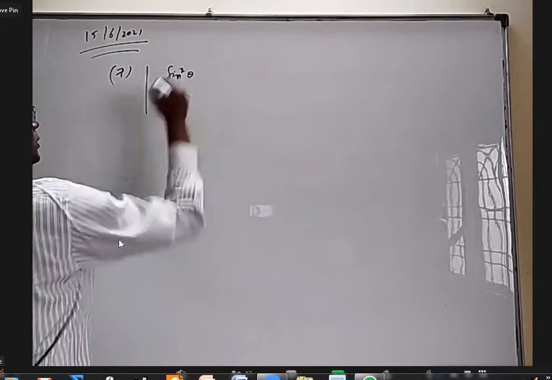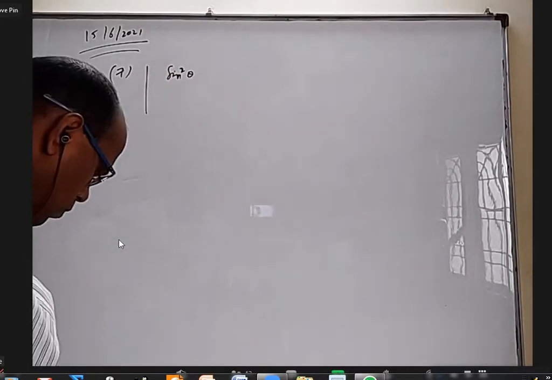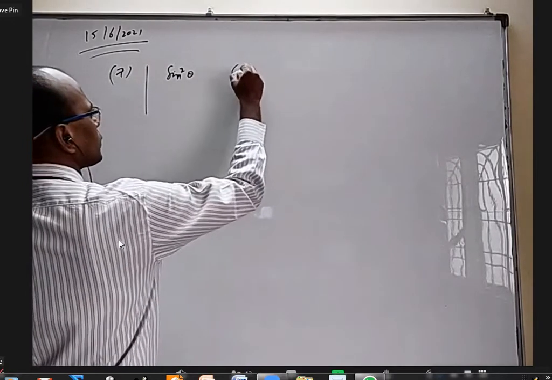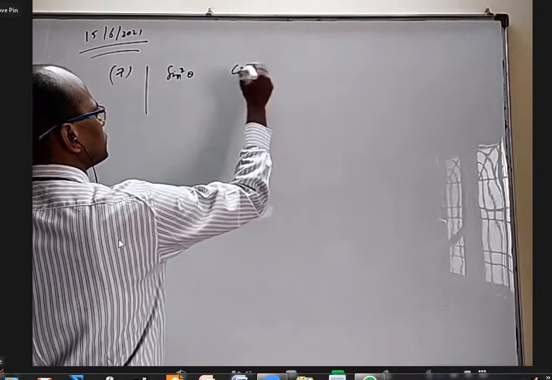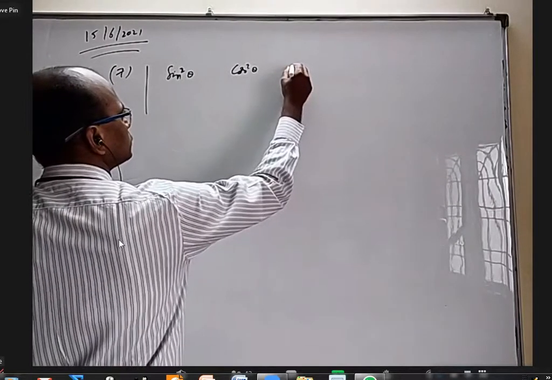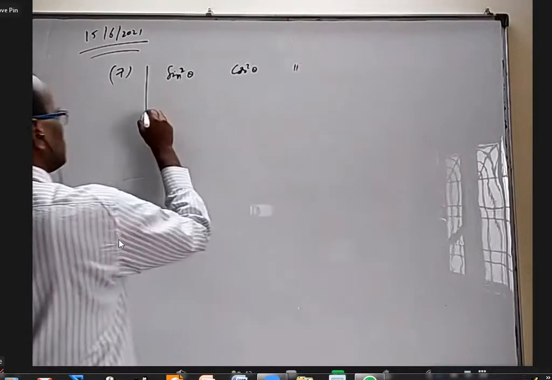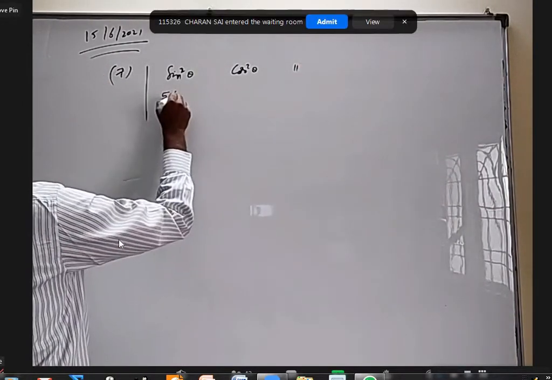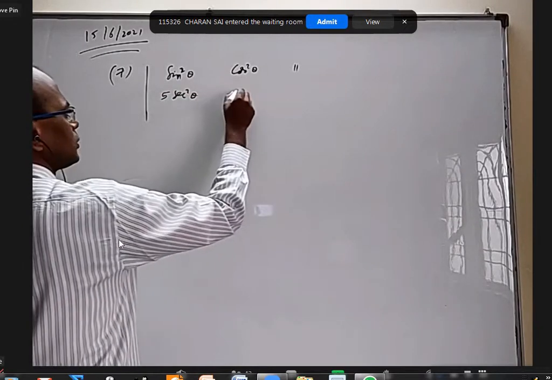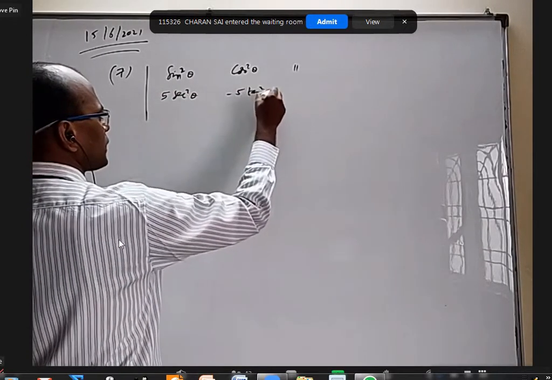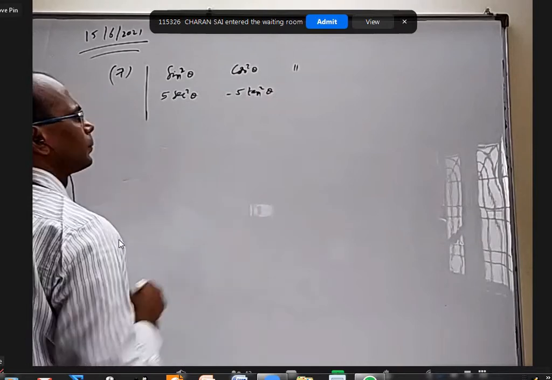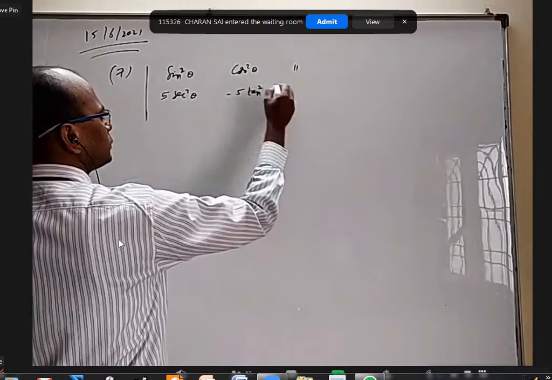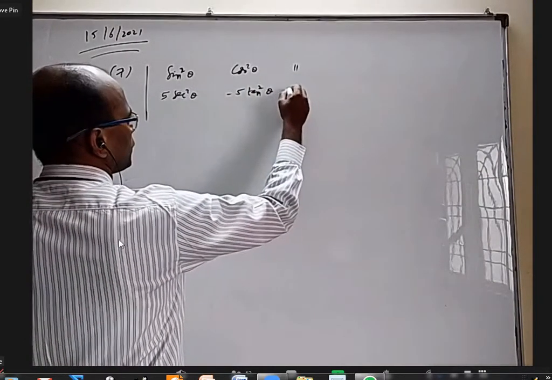Sin square theta, cos square theta, and 11. 5 secant square theta minus 5 tan square theta, and 7.